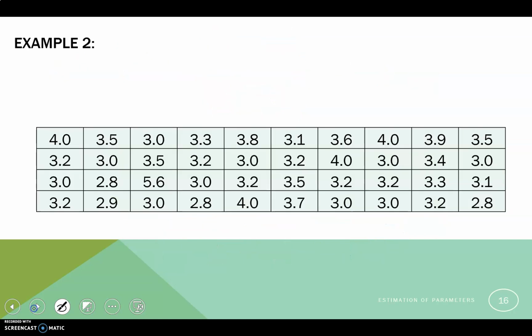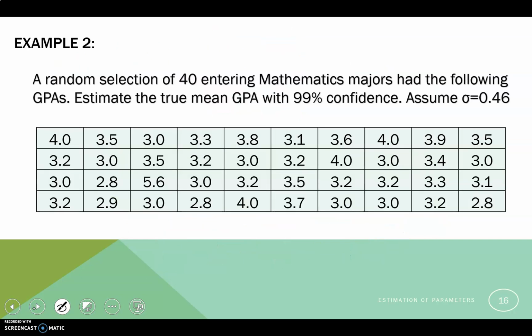Now let's proceed to our second example. A random selection of 40 entering mathematics majors had the following GPAs. Estimate the true mean GPA with 99% confidence. Assume that our population standard deviation is equal to 0.46. Okay, let us identify first our given. We have our n, which is equal to 40. We have our population standard deviation, 0.46. Unya ang confidence nato nga 99% level of confidence.